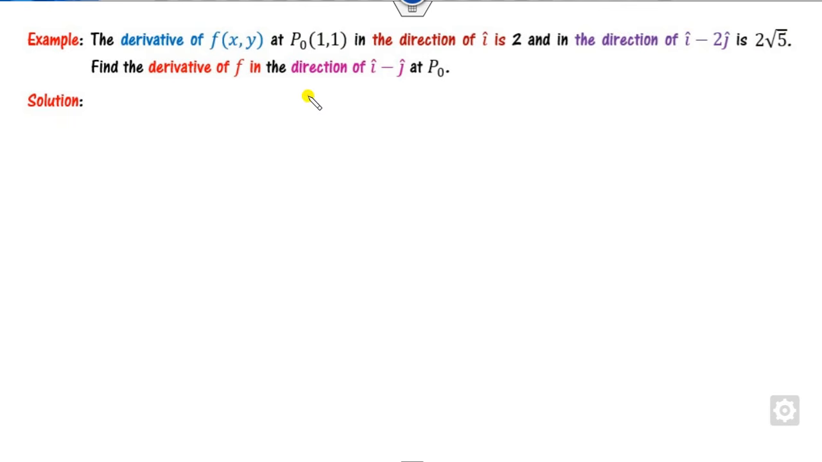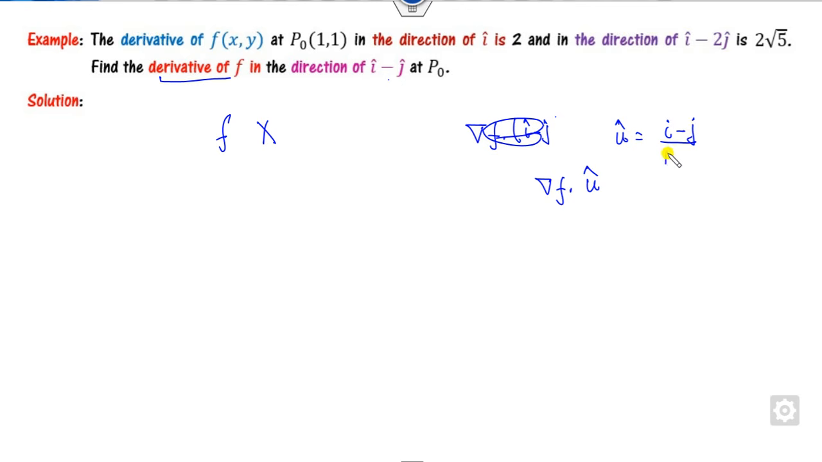Look at another type. In this case, a function f is not given to you, and your target is to find the directional derivative of f in the direction of i minus j. So your target is to find this value. In this case, u cap is (i minus j) over the square root of 1 plus 1. So u is already given to you, but what about the gradient of f? How can you find that, because f is not given to you?